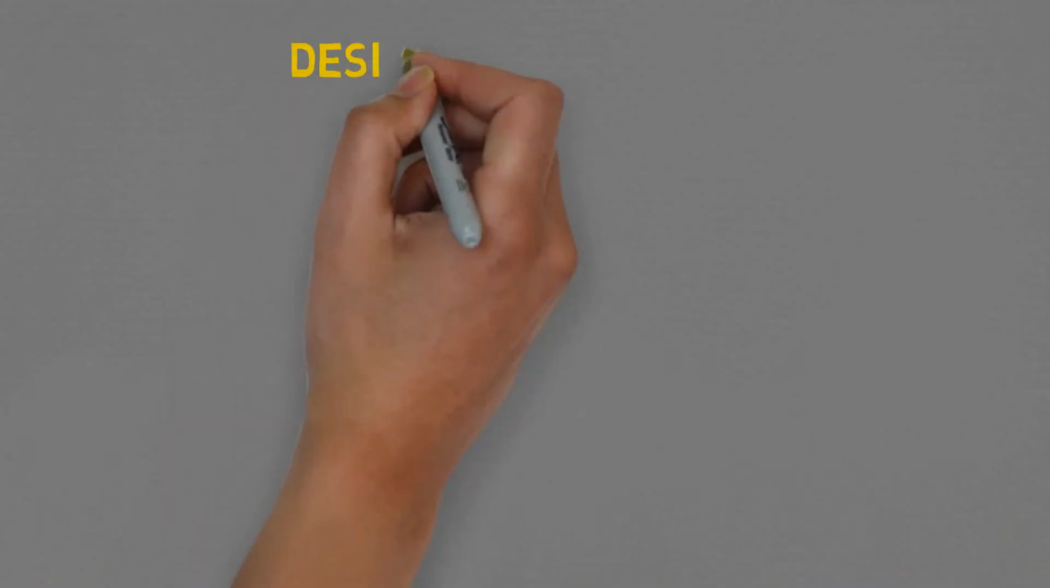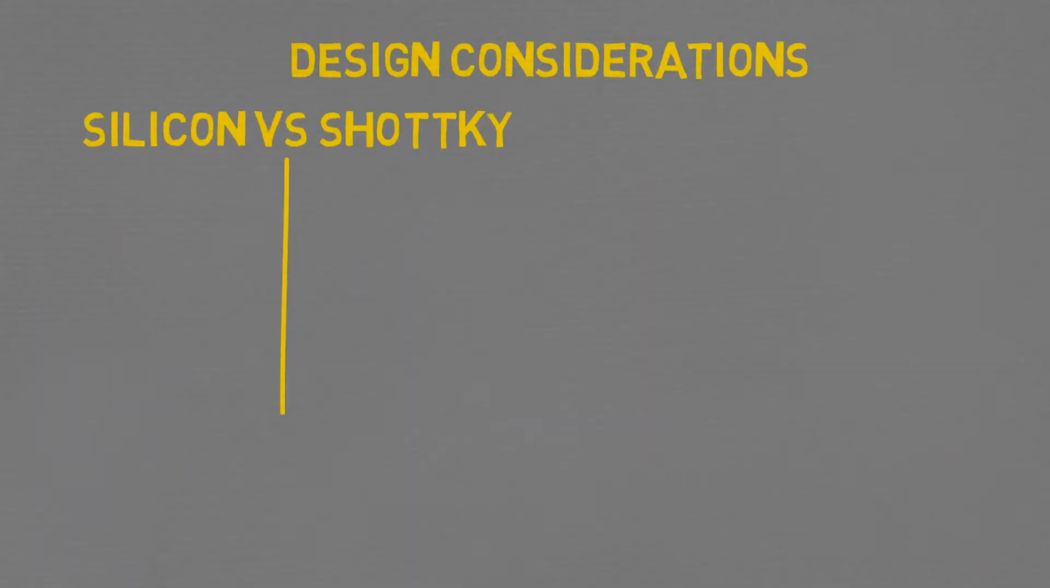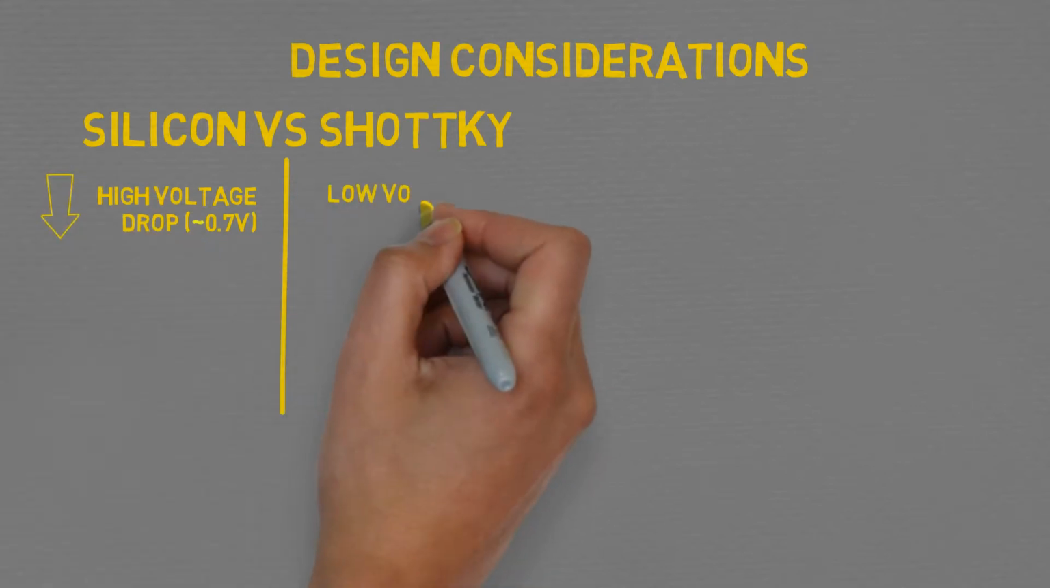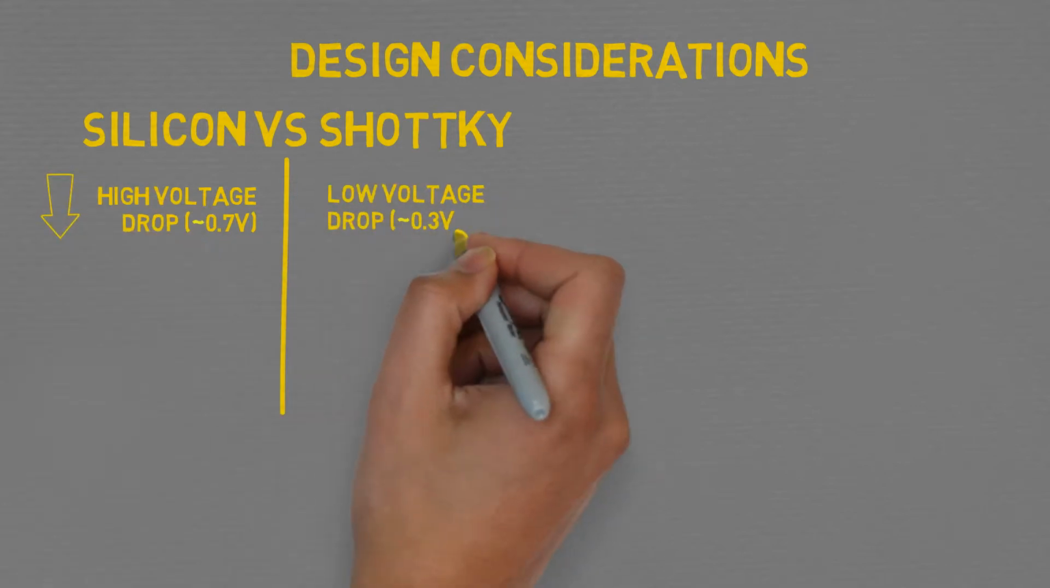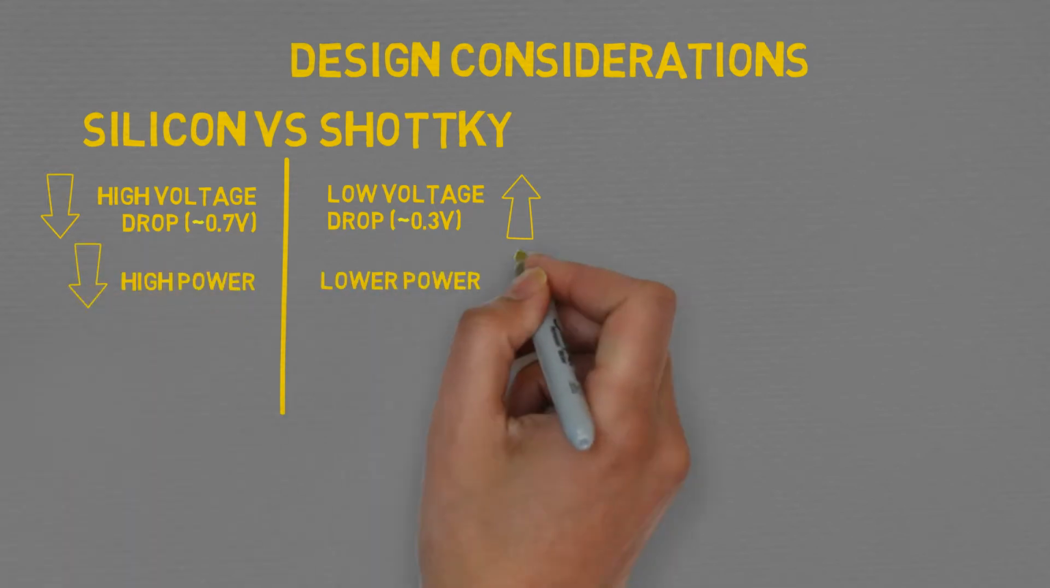I want to outline some design considerations to take into account for this circuit. Your biggest choice is whether to use a silicon or Schottky diode. Silicon diodes have a higher voltage drop across them of about 0.7 volts versus the lower voltage drop of the Schottky, which is 0.3 volts. This means silicon diodes consume just over 2 times as much power as the Schottky equivalent.